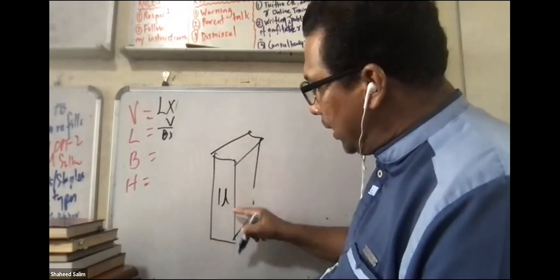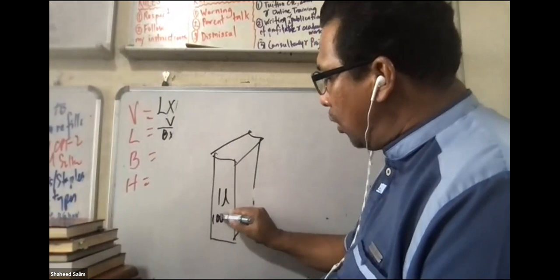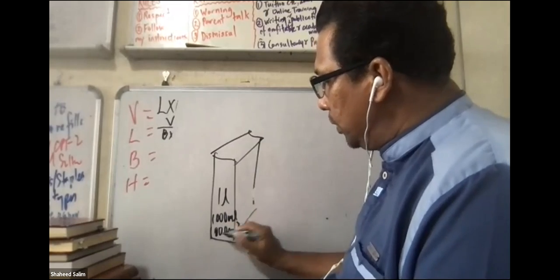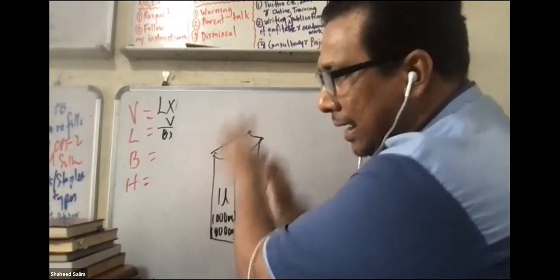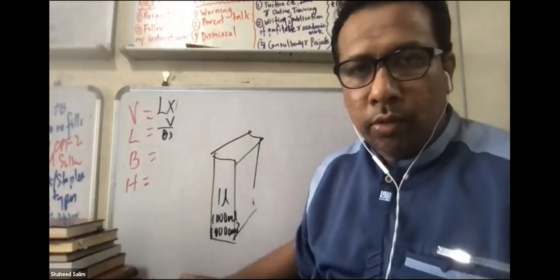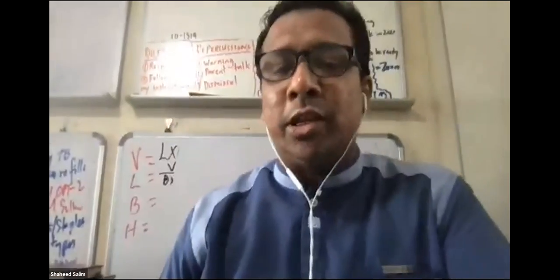1 liter, you check for the 1 liter. So this 1 liter is 1,000 ml. It's also 1,000 cm cube. So that means if you cut into 1 cm cubes, you can get 1,000 cm cube. Okay, that's what it means. You must be able to imagine lah.